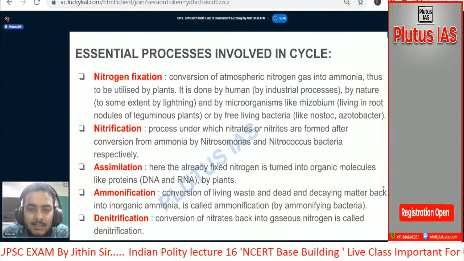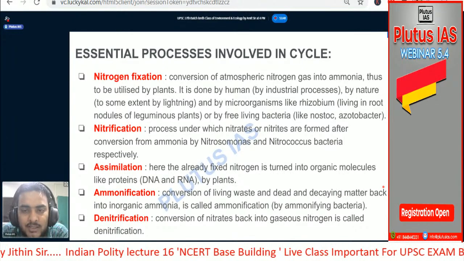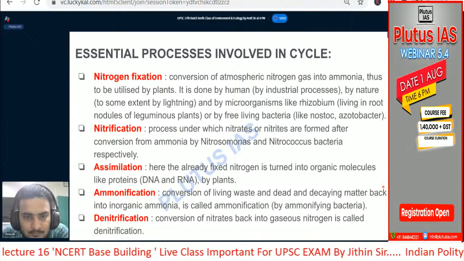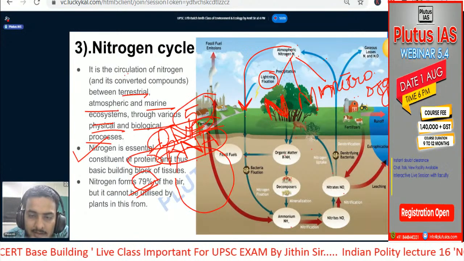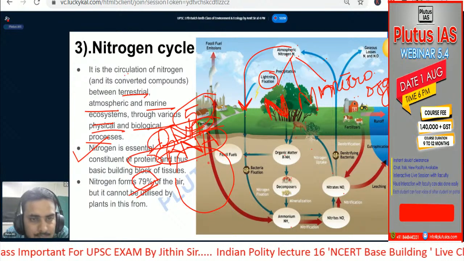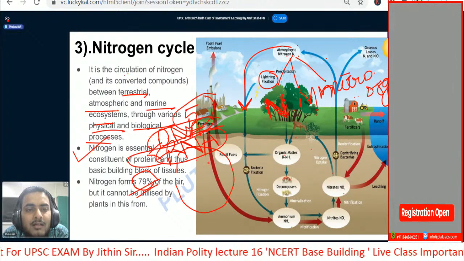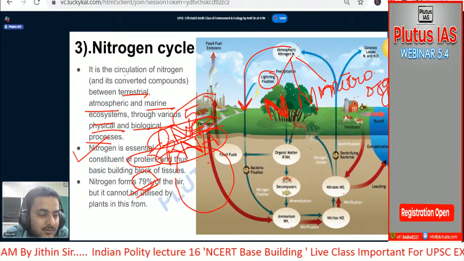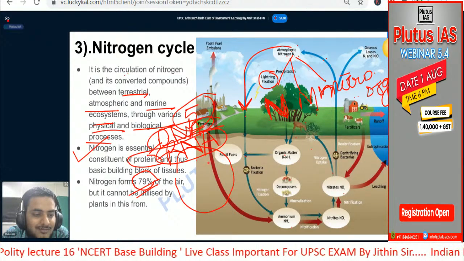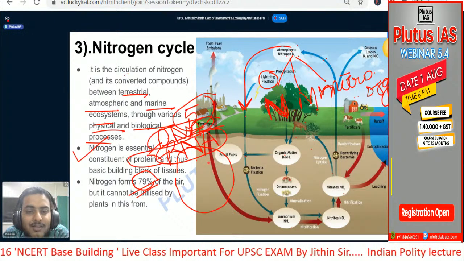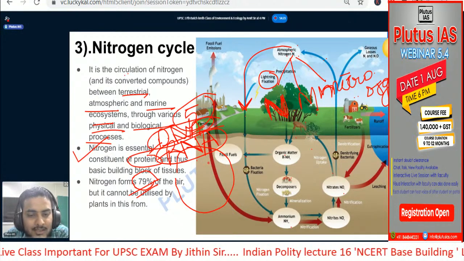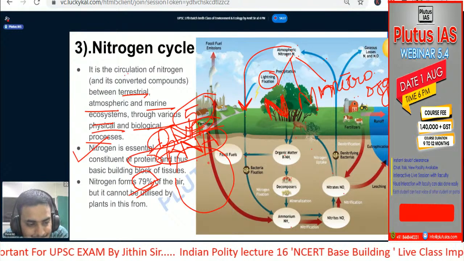Write a heading that there are 5 processes involved in the nitrogen cycle. Have I dictated the definition of this nitrogen cycle? Write a heading of the nitrogen cycle, and now I'm going to dictate the definition of the nitrogen cycle.